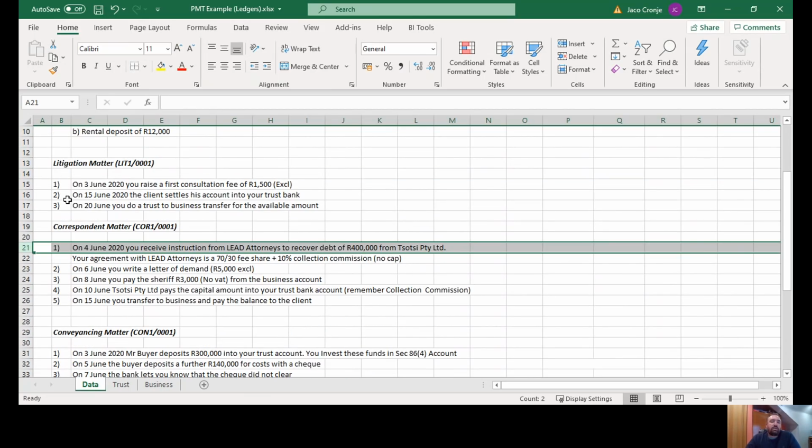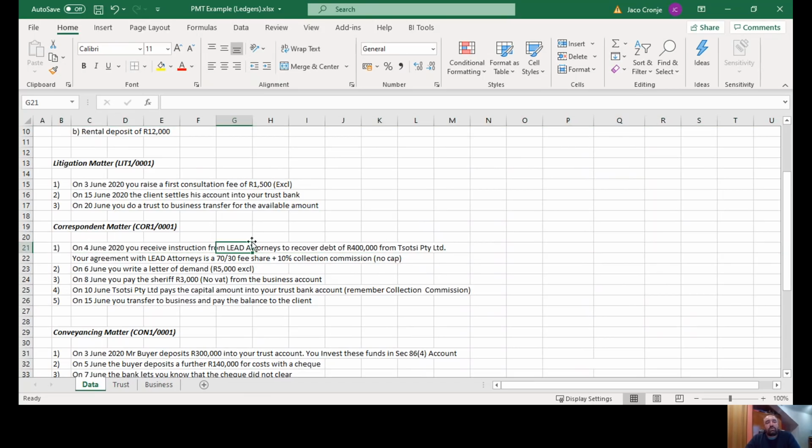Okay, now we've got another matter, which is a correspondent matter. So this one is quite important for our assignment. On the 4th of June 2020, you receive instruction from lead attorneys to recover a debt of 400,000 from Totik Pty Limited. Lead attorneys are the instructing attorneys, and we are the attorneys that are going to do the work. Your agreement with lead attorneys is a 70-30 fee share, and we get 10% collection commission of whatever we can recover, and there's no cap on that.